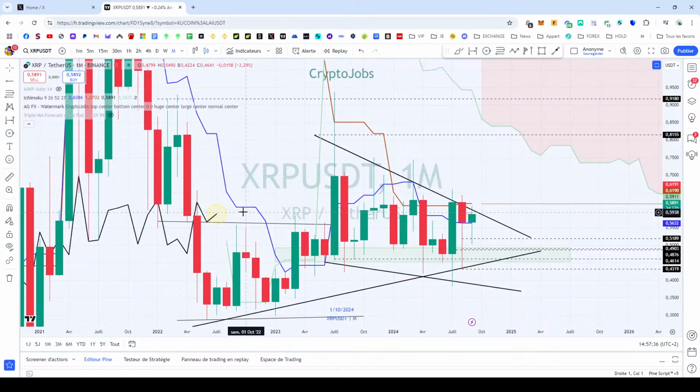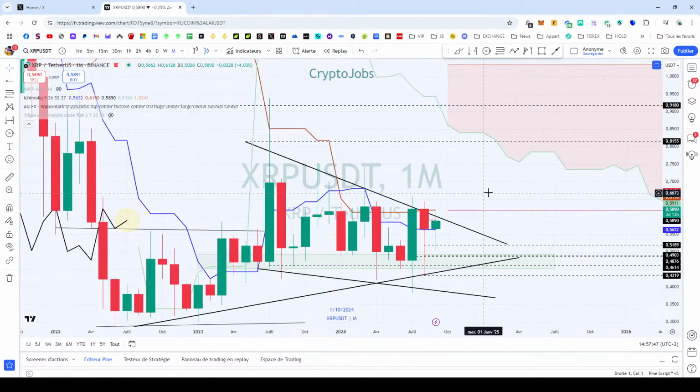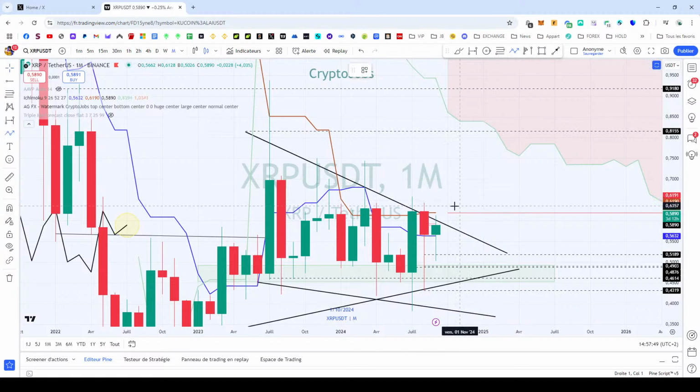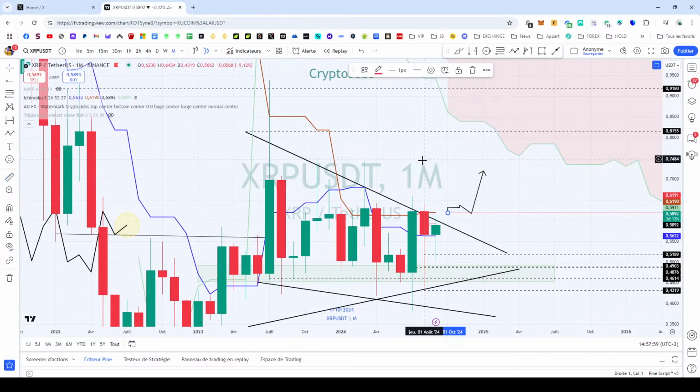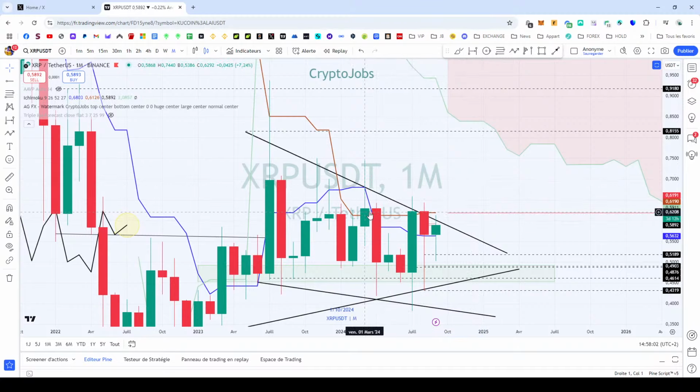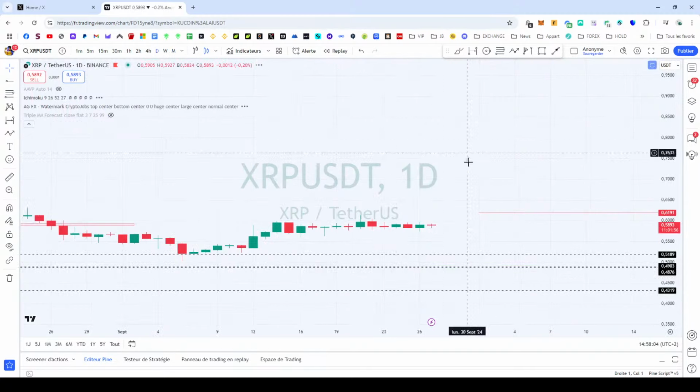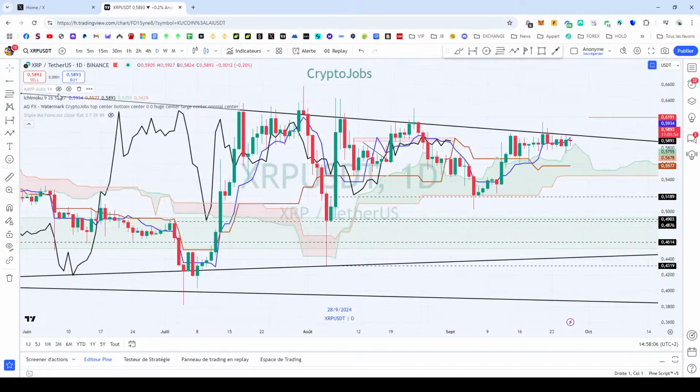You have a steep Tenkan line to be broken, so it's a good indication for the future. The lagging span can break through this level very easily. Okay, so on the monthly, if we are in the future seeing a monthly candle close above 0.62, I think this will be your golden ticket for a big long position and for a 30% pump, because it's a huge level that has to be broken.